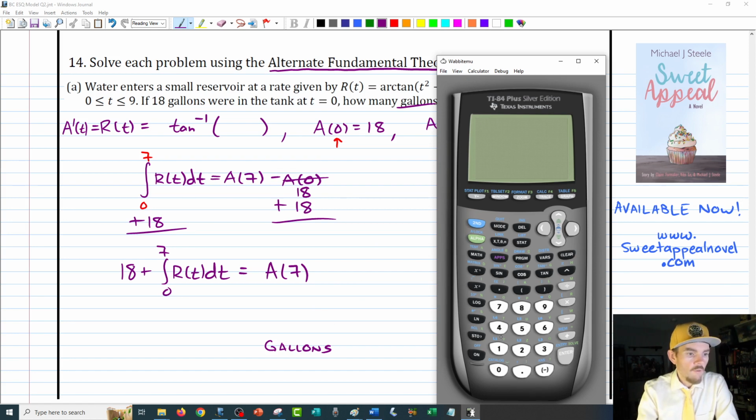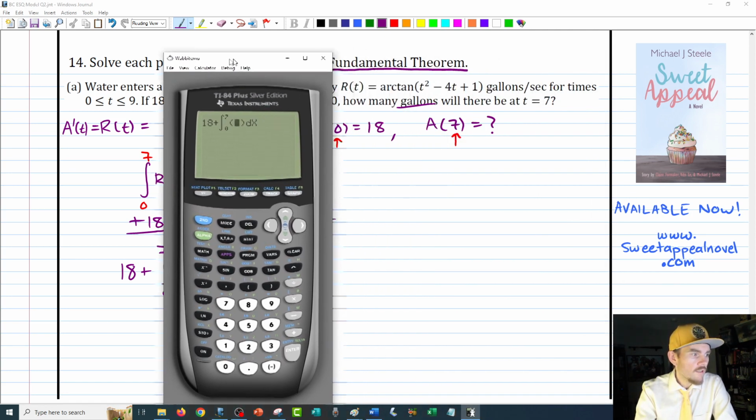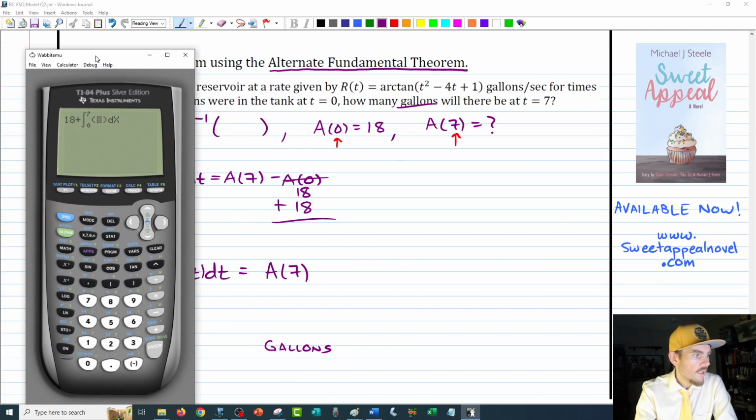So in here, what I want to do is I want to put this into my calculator. We'll have 18 plus. Math 9 gets you your integral. We're going to run from 0 to 7, and this will be in terms of x. And then in our function here, I got to move this over actually. It looks like it is arctangent. So remember, arctangent is tangent inverse, so second tangent. And then it's going to be t squared. Oops, that's t to the minus 1. Go away, nobody wants you. T squared minus 4t plus 1.